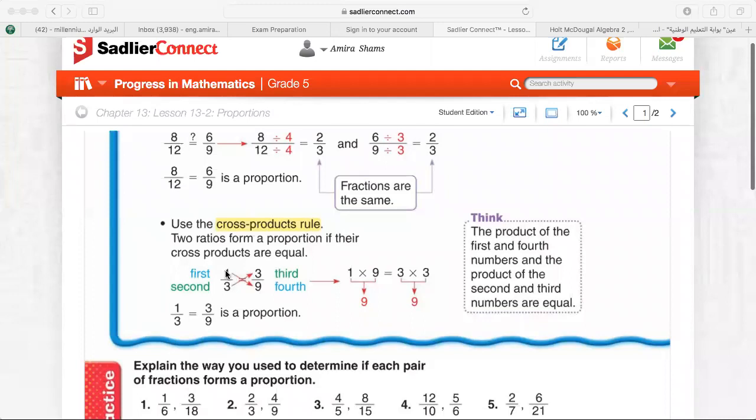I'm going to make scissors. 1 and 9 together, and 3 and 3 together. When I multiply 1 and 9, it will be 9. And when I multiply 3 and 3, it will be 9.